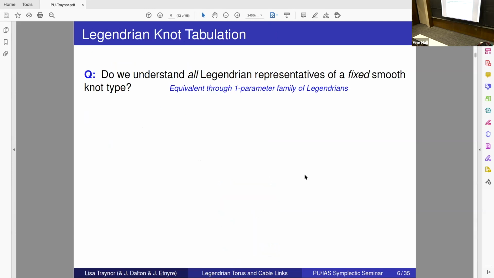Now, instead of the very first slide, where I was talking about low dimensional topology, where they try to make a list of all the smooth knot types, we have to narrow our scope. We're just going to fix a knot type and try to understand all the Legendrian representations of that knot type, again up to Legendrian isotopy. And sometimes we can do this.